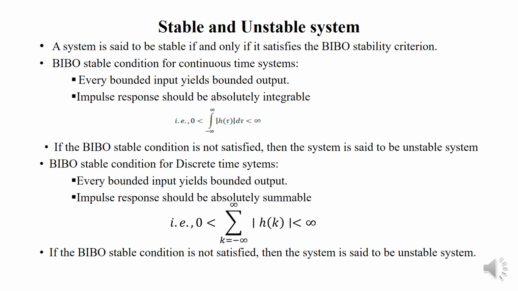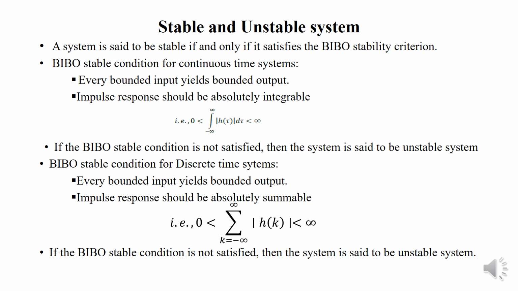Stable and unstable system. A system is said to be stable if and only if it satisfies the BIBO stability criterion. The BIBO stability criterion for continuous time system is every bounded input produces bounded output, and the impulse response should be absolutely integrable, and it must satisfy this inequality. If the BIBO stable condition is not satisfied, then the system is said to be an unstable system.